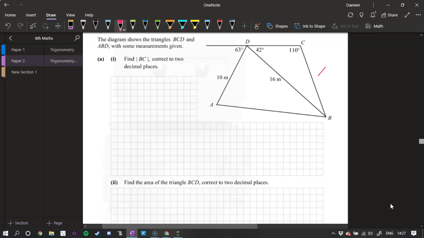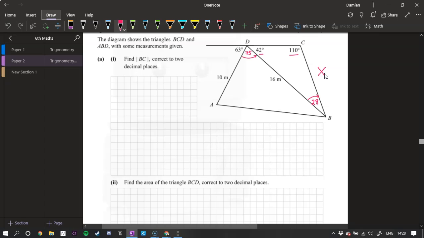So we need to find this one here. The first thing I would do here is fill in any angles that I need to. We've got 110, we've got 42. That's going to give us a total of 152, which means this angle in here is going to be 28 degrees. And we've also got an angle in here that we could fill in. We've got 63 and 42, which gives you 105. 105 from 180 gives you 75 as well. So I might use those in a second.